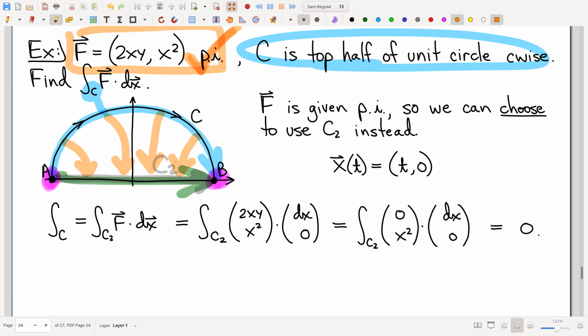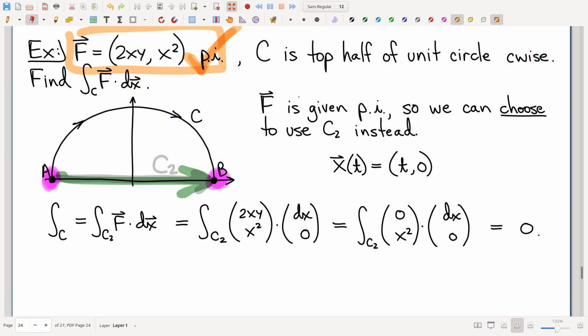So at this point, I get to just say, you know what, forget about all this blue over here. I don't need that blue curve. We're done with the blue curve. Now, I'm only interested in C2. C2 is easy to parameterize. It's right there along the x-axis. Y is obviously 0 everywhere on that curve.